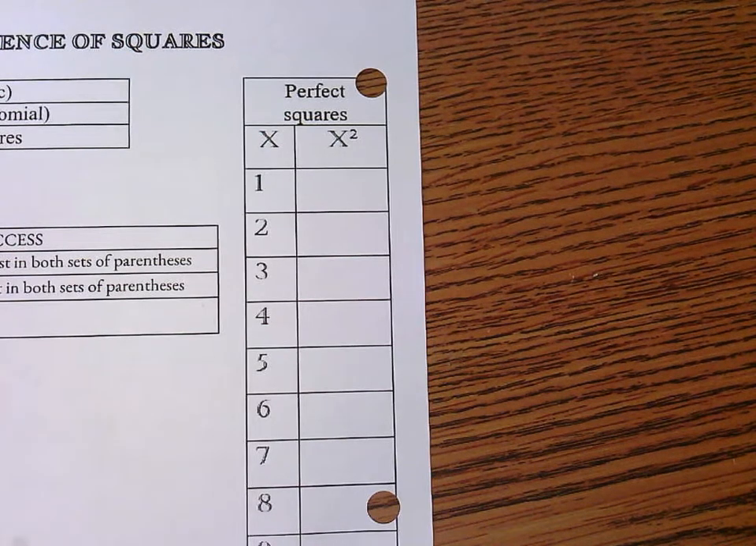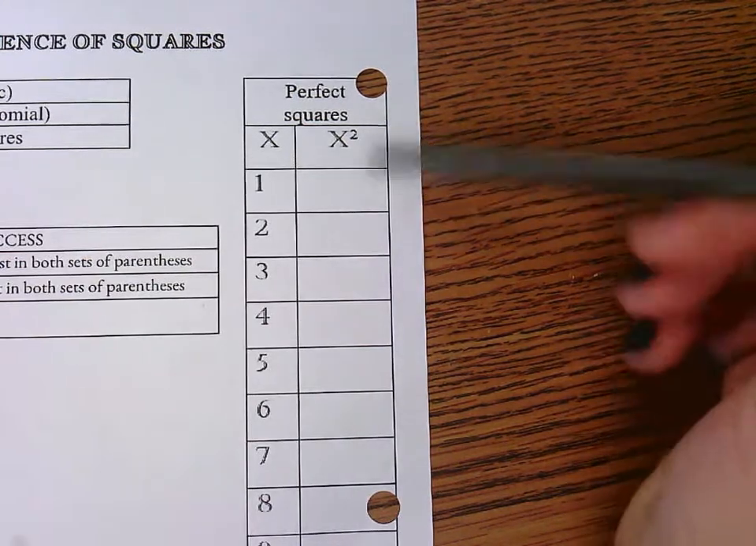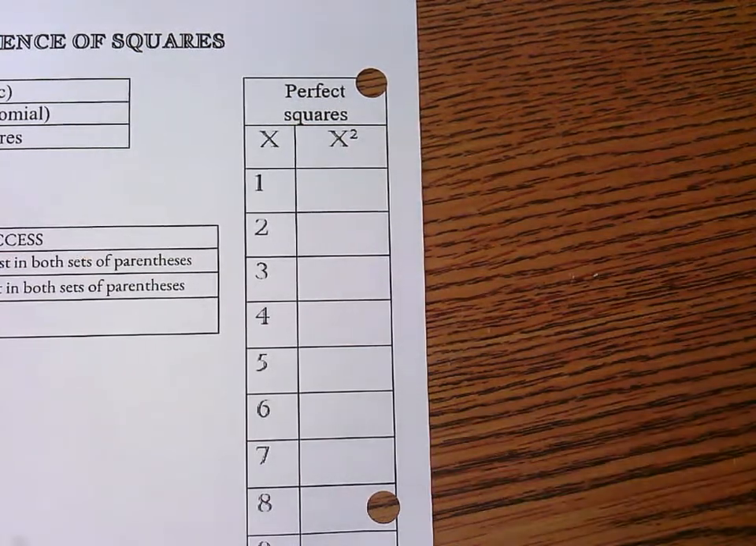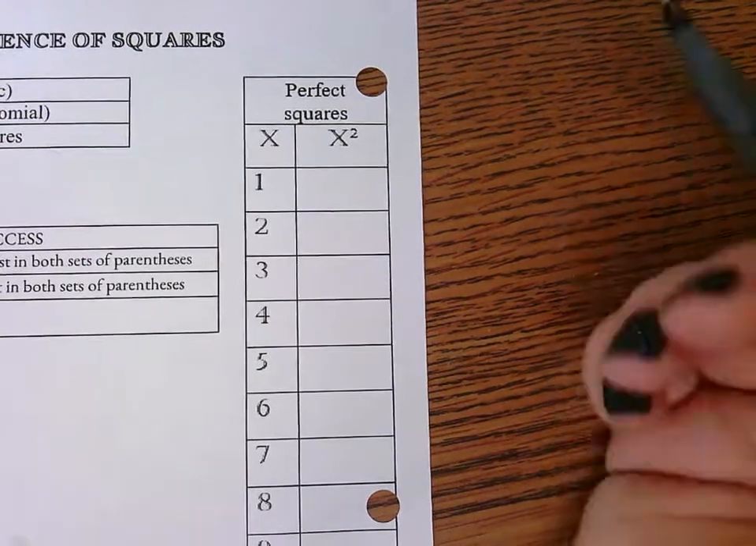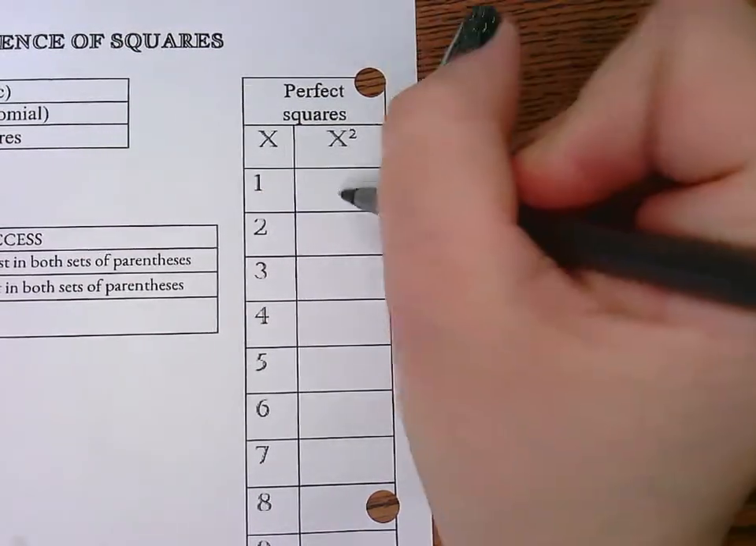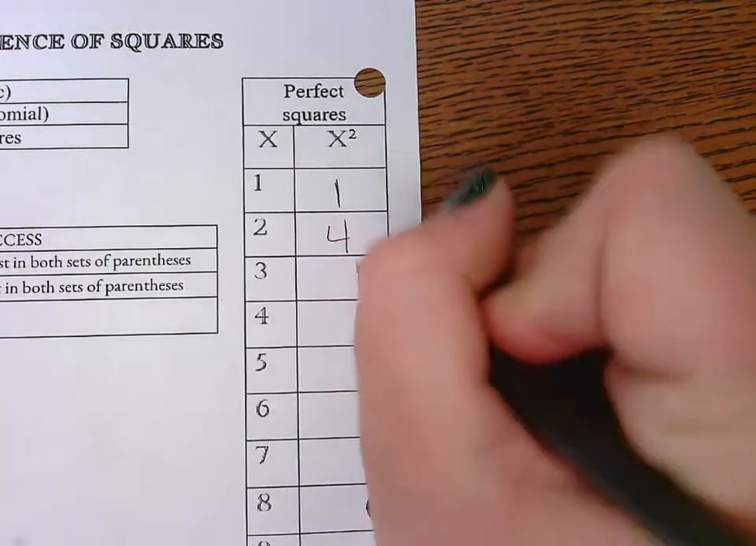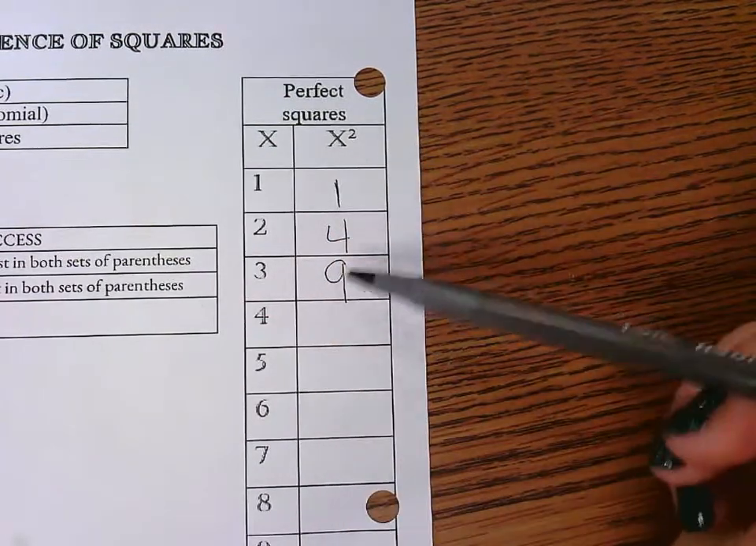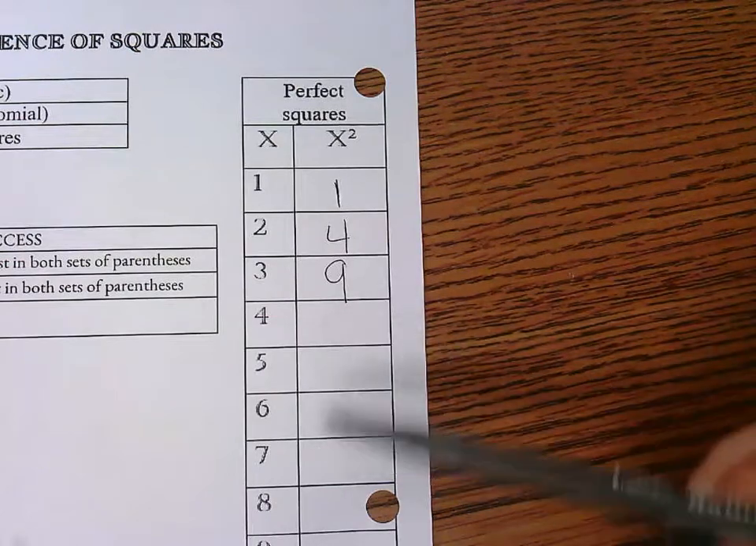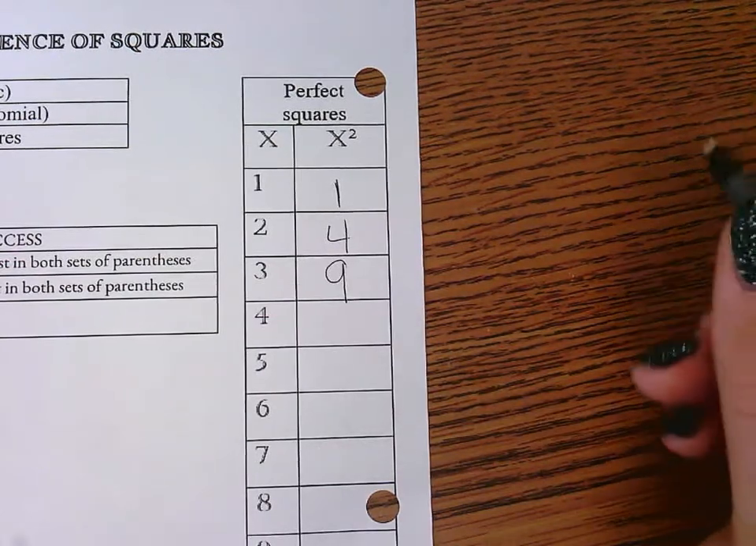What a perfect square is. Because of the Pythagorean theorem, you probably learned about squares a lot. So let's fill in our chart here, and it's also on my wall. What are the perfect squares? 1 squared is 1, 2 squared is 4, 3 squared is 9. We've seen those a lot with quadratics, right? But we haven't really worked on the higher squares.